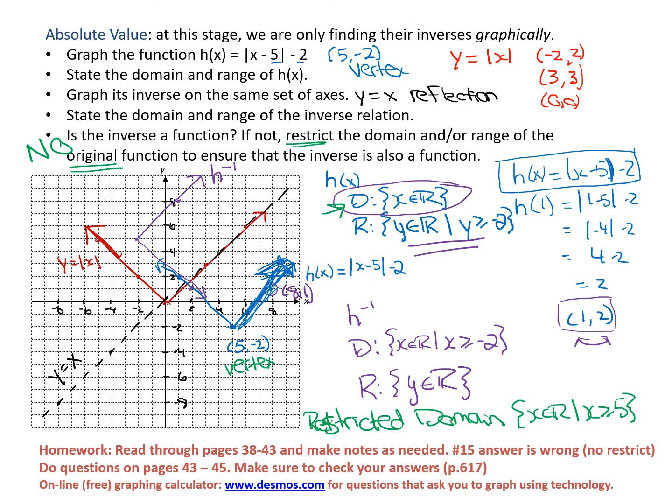So if our original graph was only that really thick blue piece, then of course my inverse would be a function because there's only a line. So I have restricted the domain of my original to create an inverse that is a function. Now I can call it h inverse of x. So that's kind of messy, but hopefully you can figure it out there.